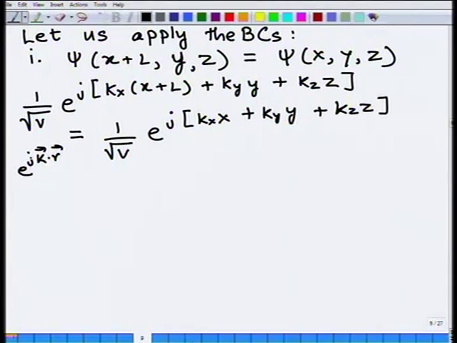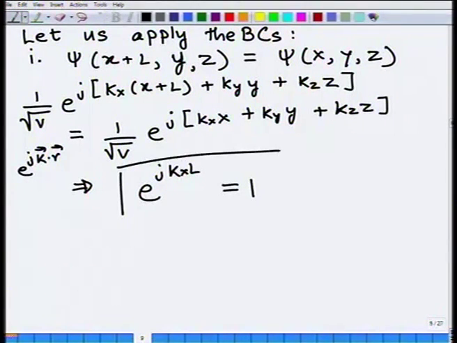So, I am substituting in there. What does that imply? From these two equations, it implies that e to the power j k_x L is equal to 1. That is what is implied by this boundary condition.